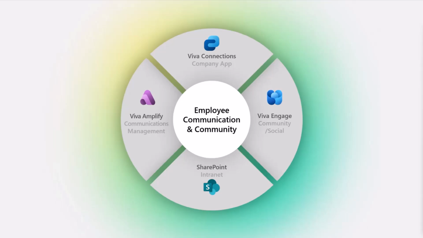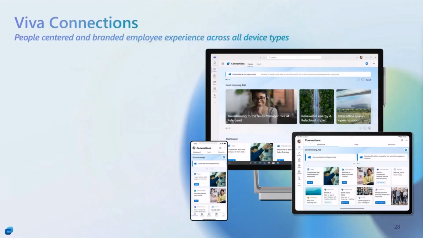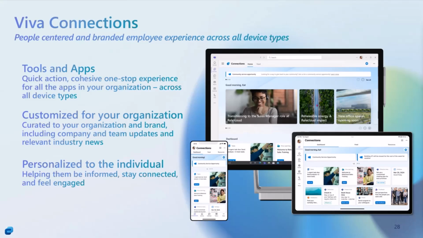Now, in the case of Viva Connections, this is our communication channel. It's really about people-centered and branded employee experiences, thinking about this from an individual user perspective. So you can imagine the intranet being for corporate communications primarily, for all the same messages for everybody within a company, and then Viva Connections is more the personally branded tooling, relevant tasks for me, whatever I want to get access to from my personal perspective.